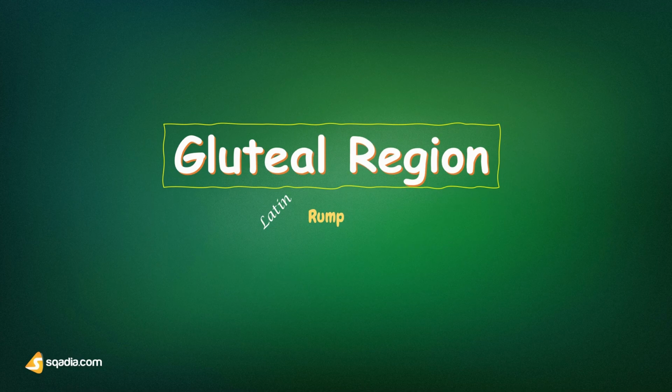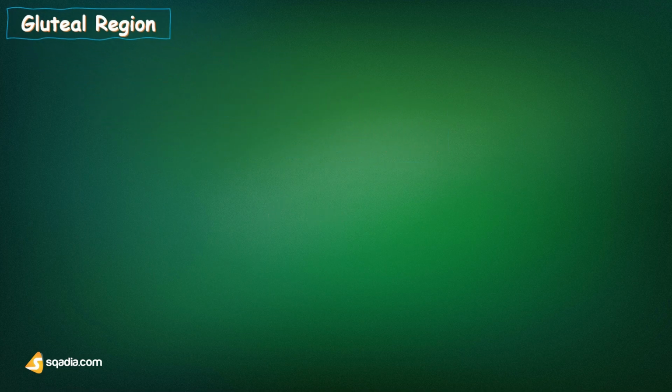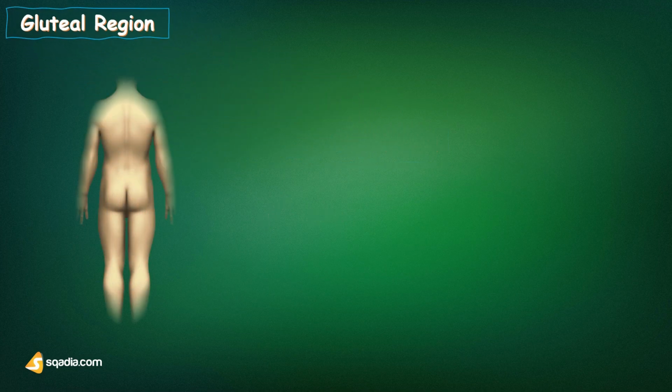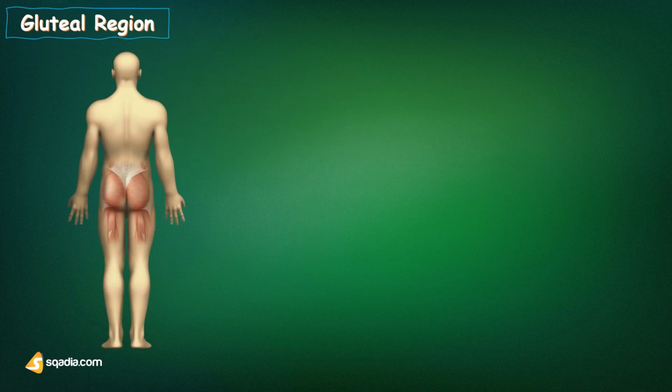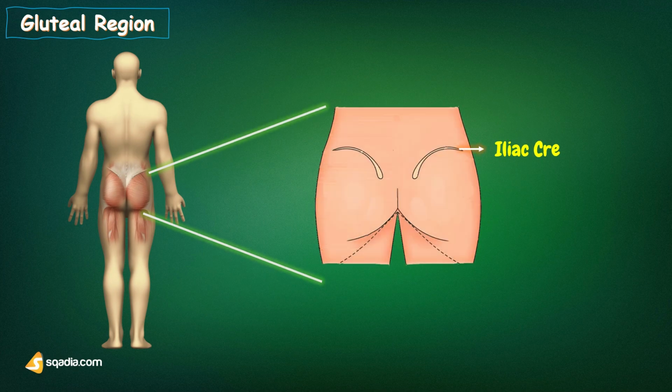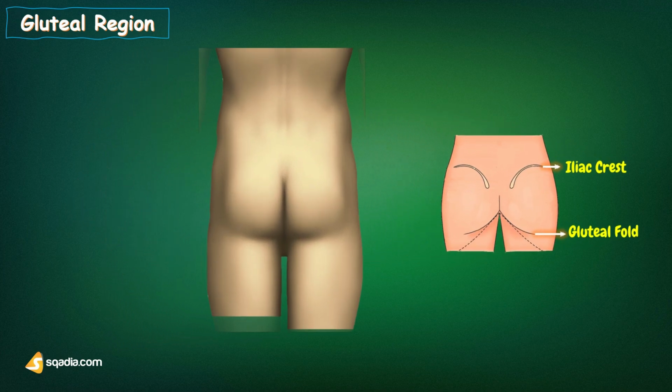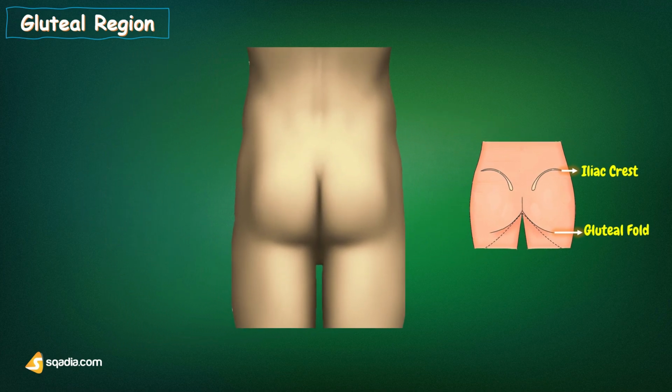The topic of our discussion in this lecture is the gluteal region. It is found in the lower limb. The gluteal region overlies the side and back of the pelvis, extending from the iliac crest above to the gluteal fold below. The lower part of the gluteal region, which presents a rounded bulge due to excessive subcutaneous fat, is known as the buttock or natus.